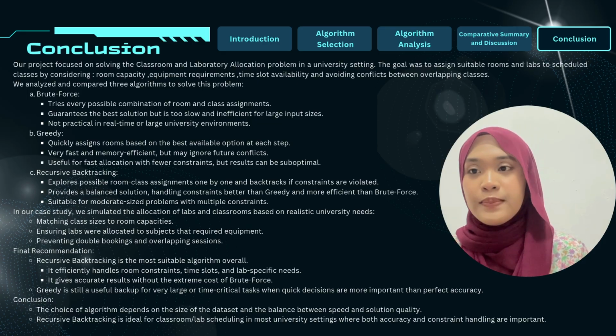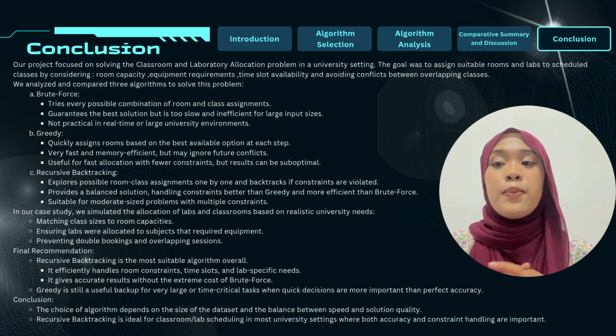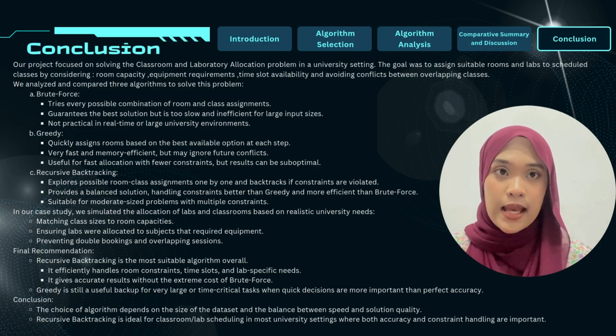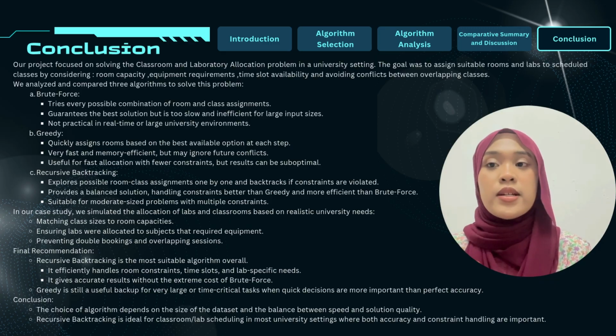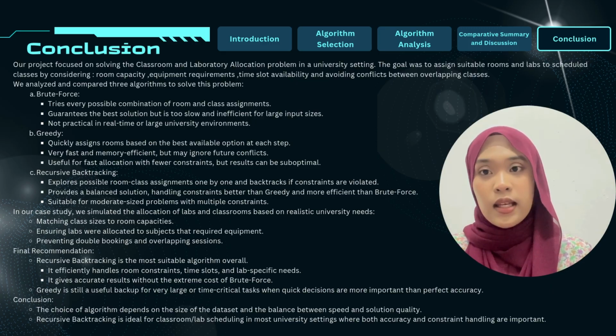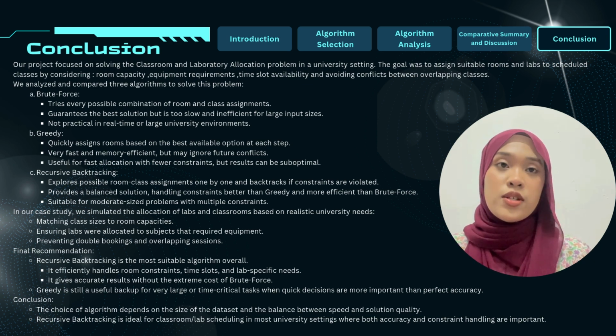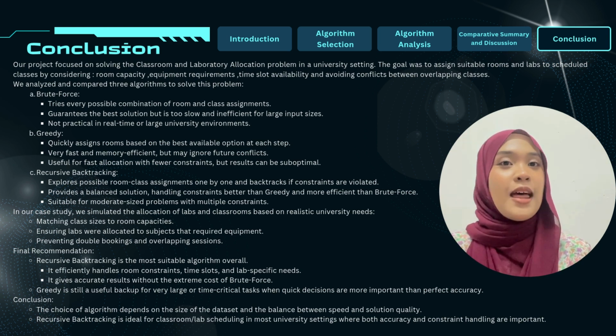In conclusion, the choice of algorithm depends on the size of the data set and the balance between speed and solution quality. Recursive backtracking is ideal for classroom or lab scheduling in most university settings where both accuracy and constraint handling are important. So that's all from us. Thank you.